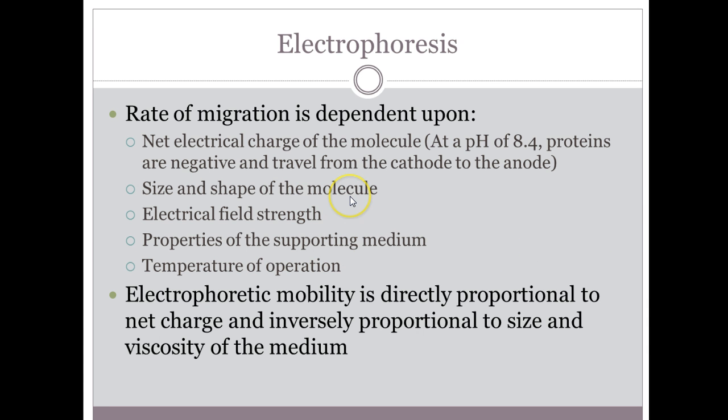The size and shape of the molecule matter: if it's really big, it's not going to travel very fast. The electrical strength is important. As you'll see, we're using a battery system, so if your batteries are strong, yours may travel faster than another group who may have weak batteries. The properties of the supporting medium and the temperature also matter: the warmer the temperature, the faster it'll go. Electrophoretic mobility is directly proportional to the net charge and inversely proportional to the size. So if it's big, it's going to travel slow, and if it's small and has a strong charge, it's going to travel fast.